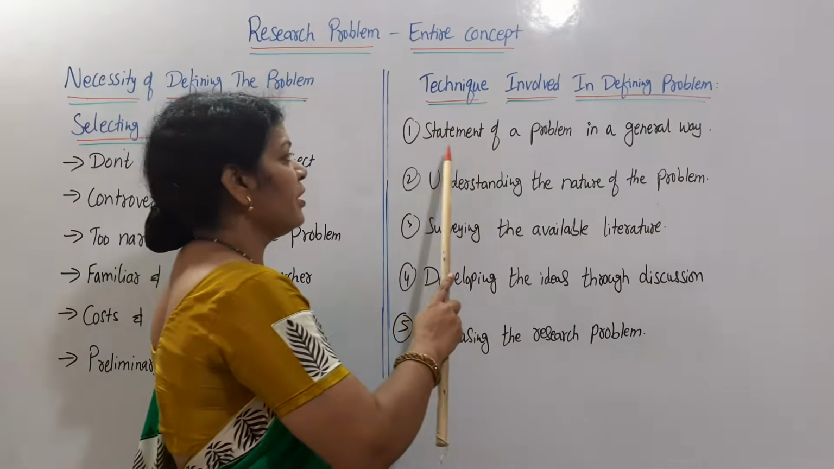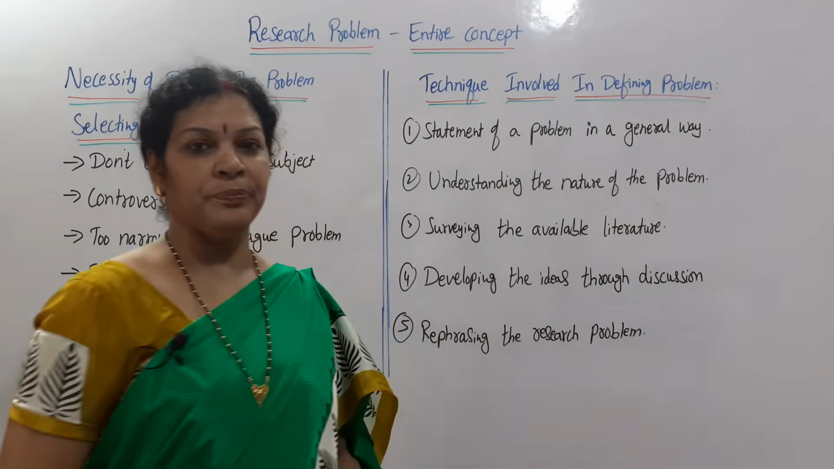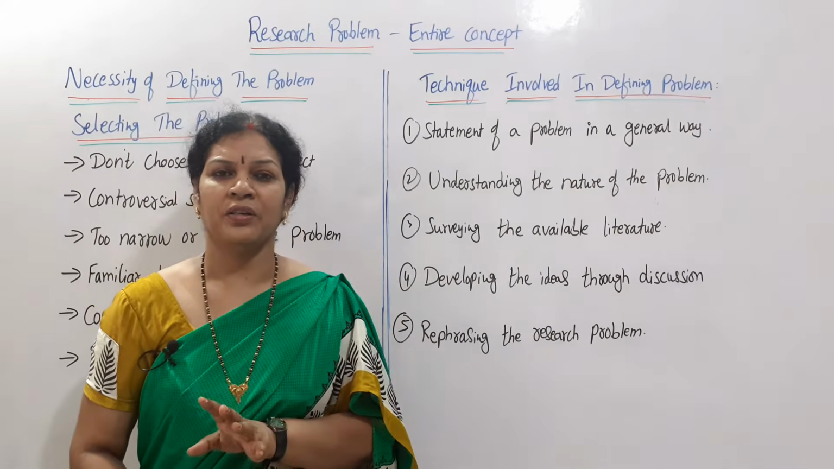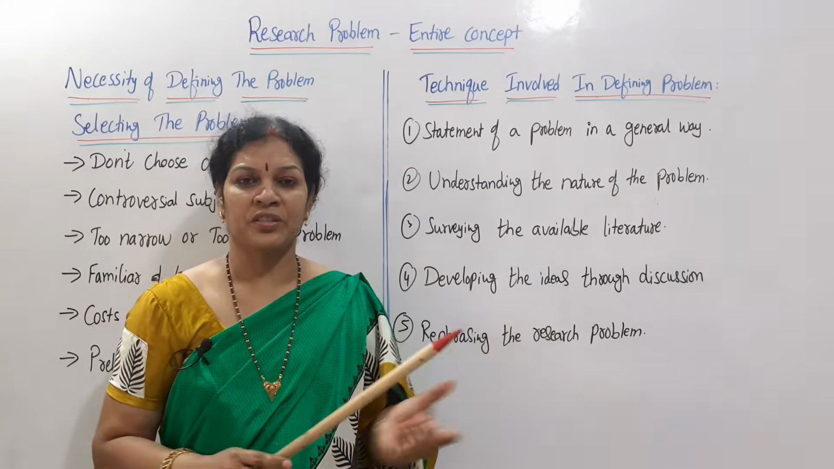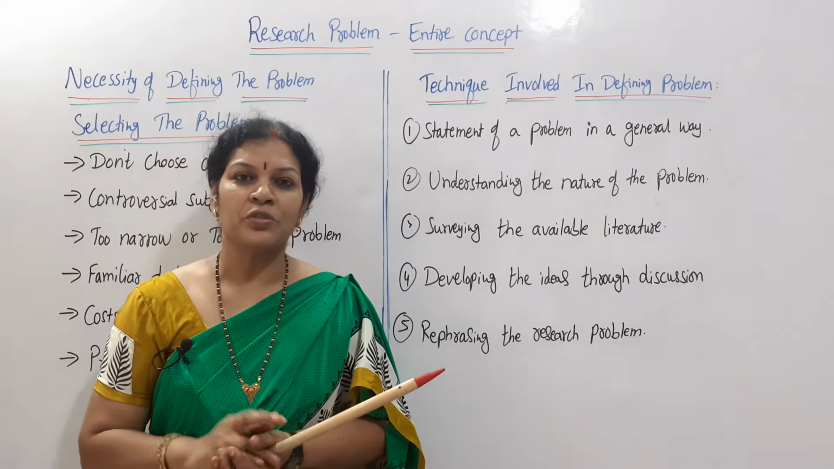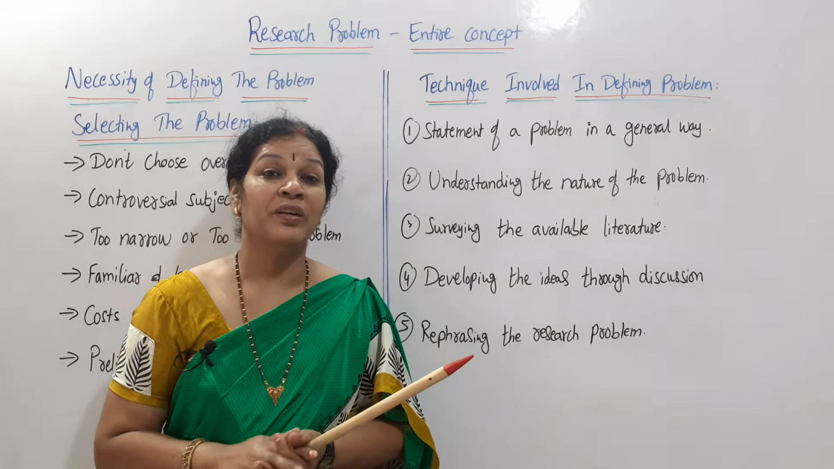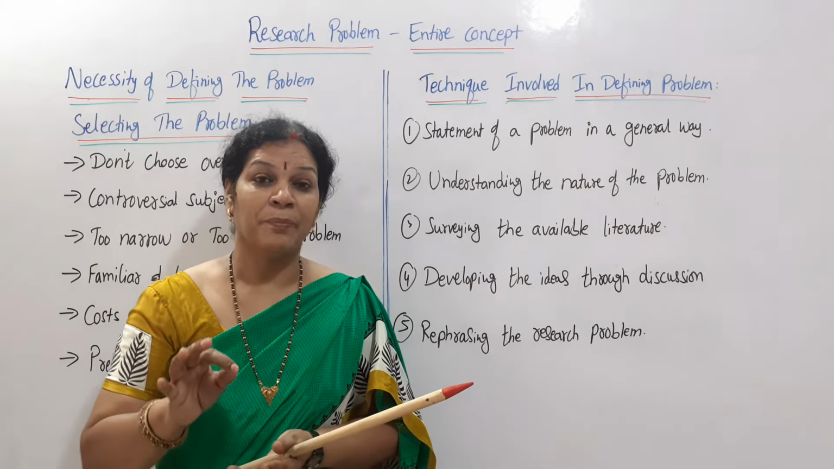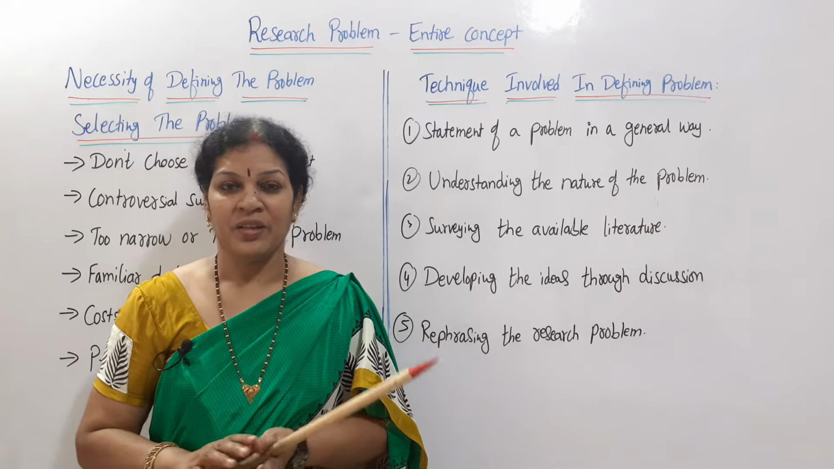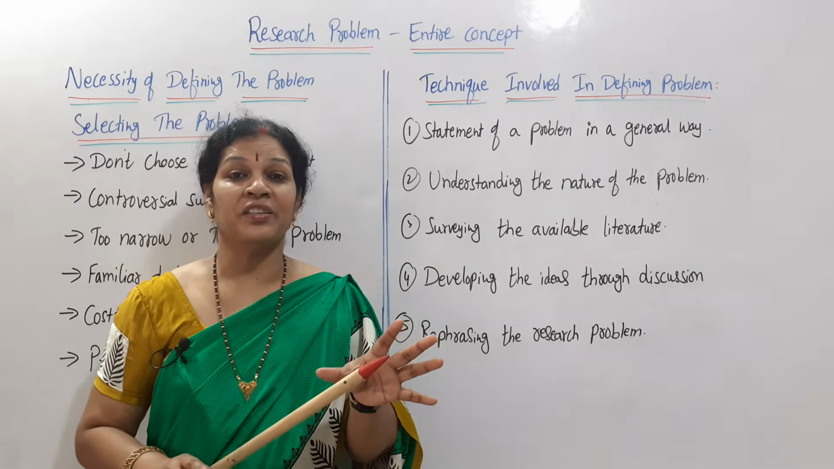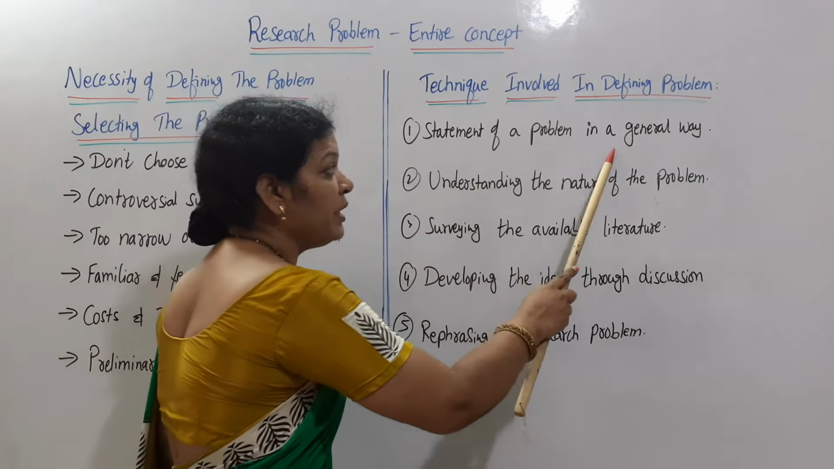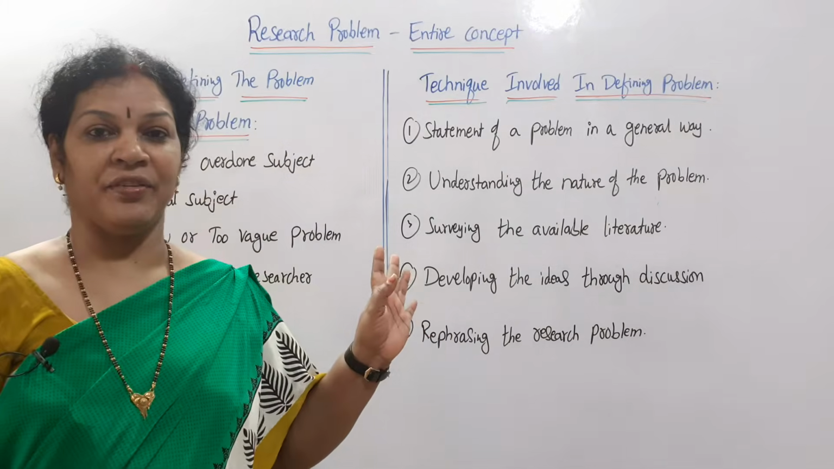The first thing is the statement of a problem in a general way. What is this problem? In a general way you can just talk, discuss, or define it. For this, most of the time researchers will go for a pilot study or a primary survey, so that they get an understanding. Once they get an understanding, then they can go ahead, right? So that is why you have to identify the statement of a problem in a general way.